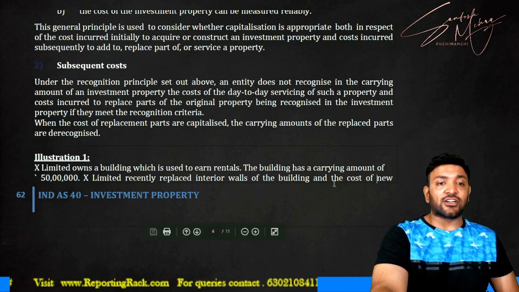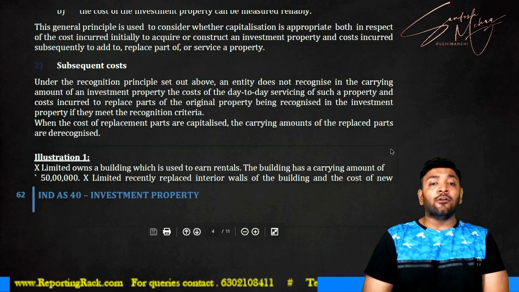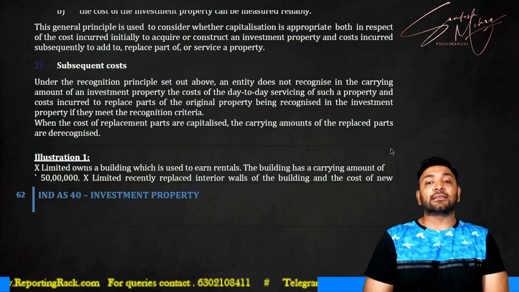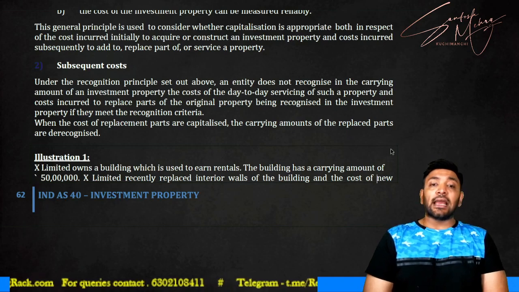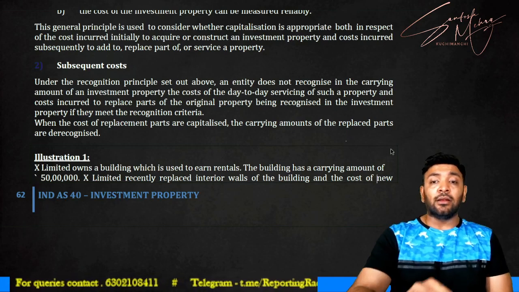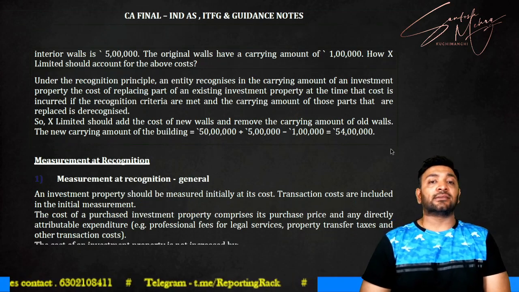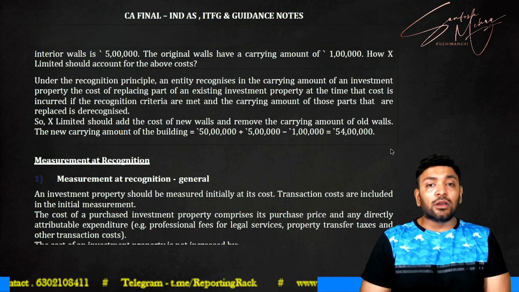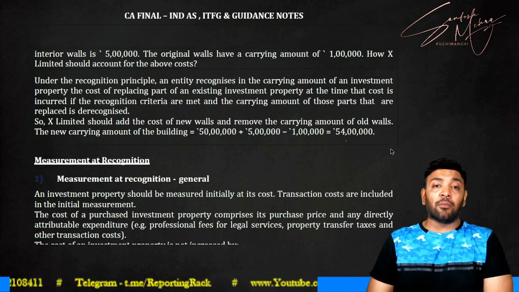Look at the first illustration. X Limited owns a building which is used to earn rentals. The building has a carrying amount of 50 lakhs. X Limited recently replaced interior walls of the building and the cost of the new interior wall is 5 lakhs. The original walls had a carrying amount of 1 lakh. How should X Limited record the above cost?